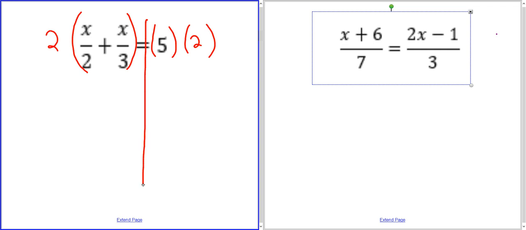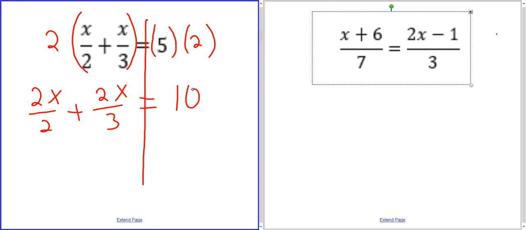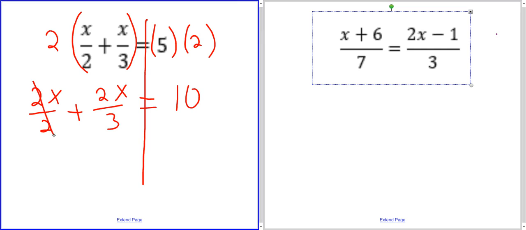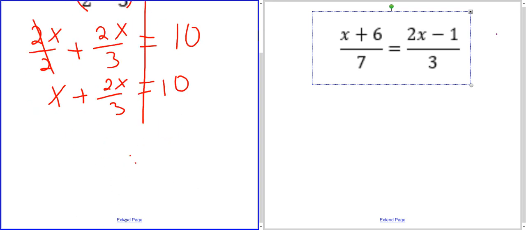So what that does is give me 2x over 2 plus 2x over 3 equals 10. We can simplify this. 2 divided by 2 is 1, so this is x plus 2x over 3 equals 10. Now I'm left with the denominator of 3, so I'm going to multiply everything this time by 3.